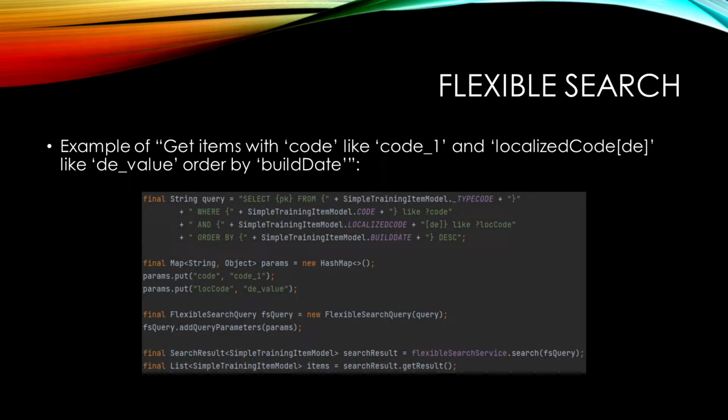Here you can see an example of query that filters by code and localized in German property. For the localized attribute, we need to provide a locale in square brackets.